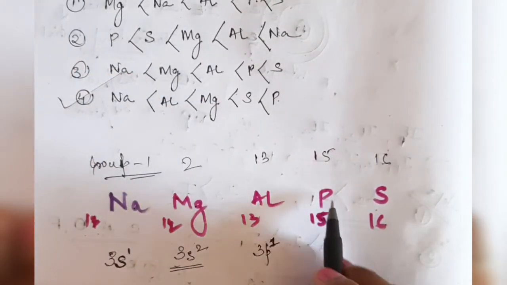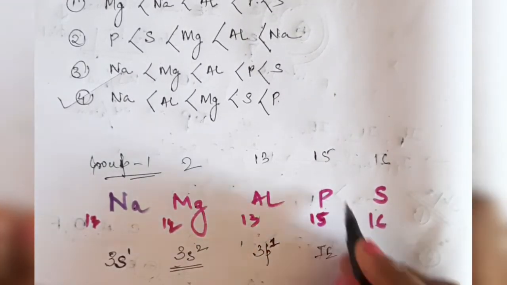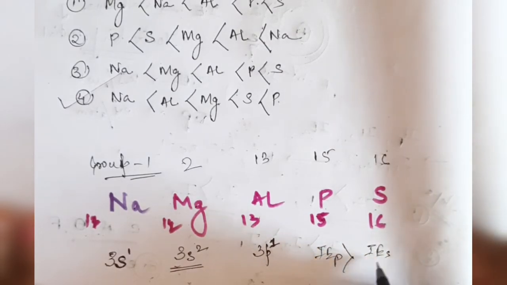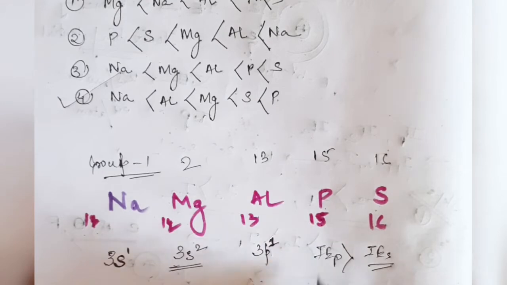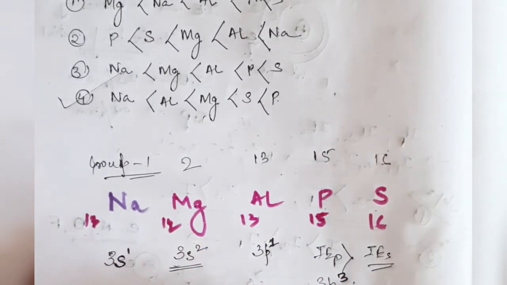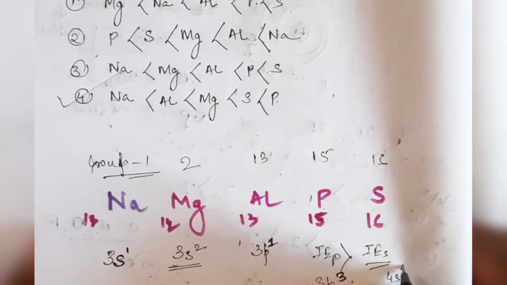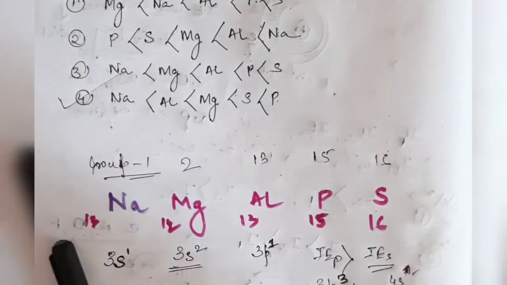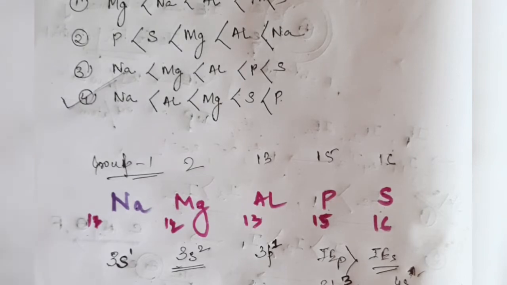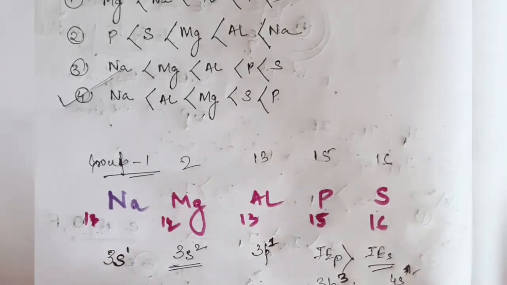Another thing I will explain is that between phosphorus and sulfur, the IE of phosphorus is greater than that of sulfur. Why? Because phosphorus has 3p3, so it is a half filled p orbital. So removal of an electron becomes more difficult from a half filled p orbital than from the 4s orbital of sulfur. So your answer will be number 4. This is a very important question, it comes in your TGT exams. So number 4 is your answer.